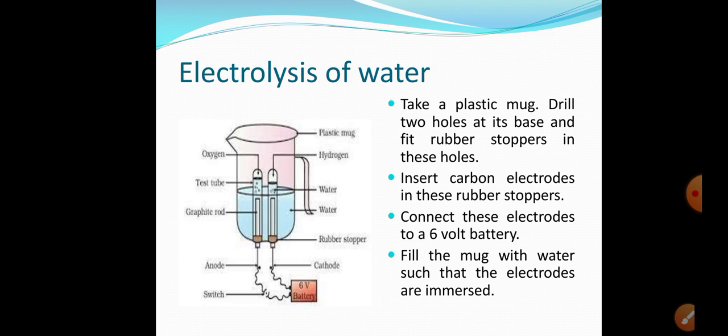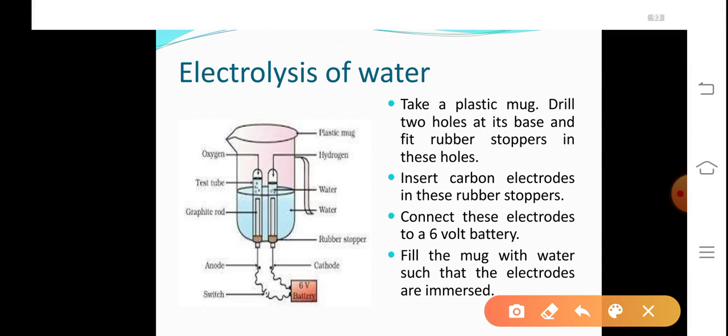Let us read this activity first. Take a plastic mug, drill 2 holes at its base and fit rubber stoppers in these holes, as you can see in this figure. Insert carbon electrodes in these rubber stoppers. So here are 2 carbon electrodes. Connect these electrodes to a 6-volt battery. Fill the mug with water such that the electrodes are immersed. So this is the setup for the electrolysis of water.